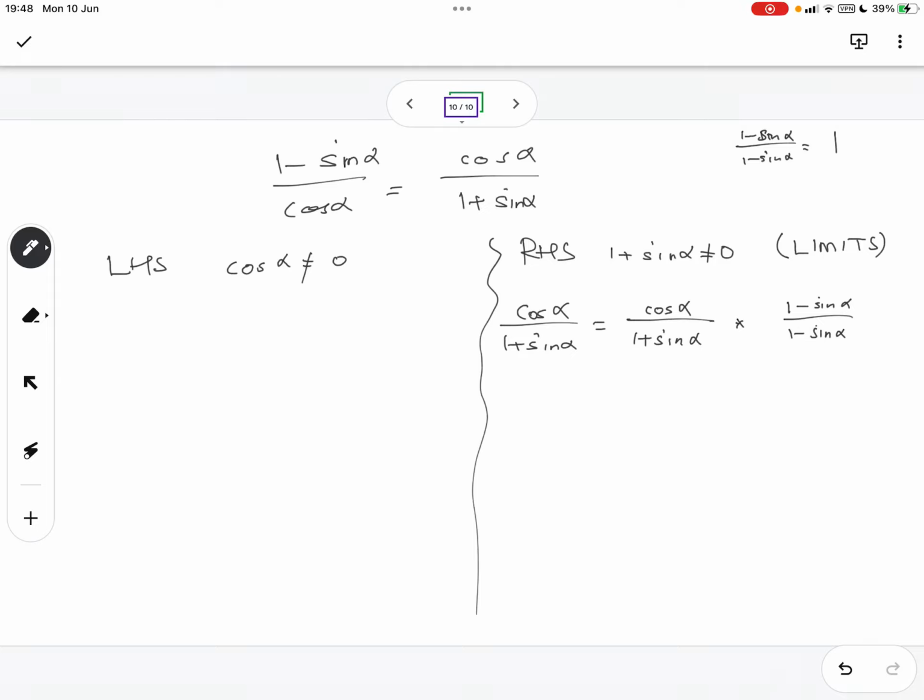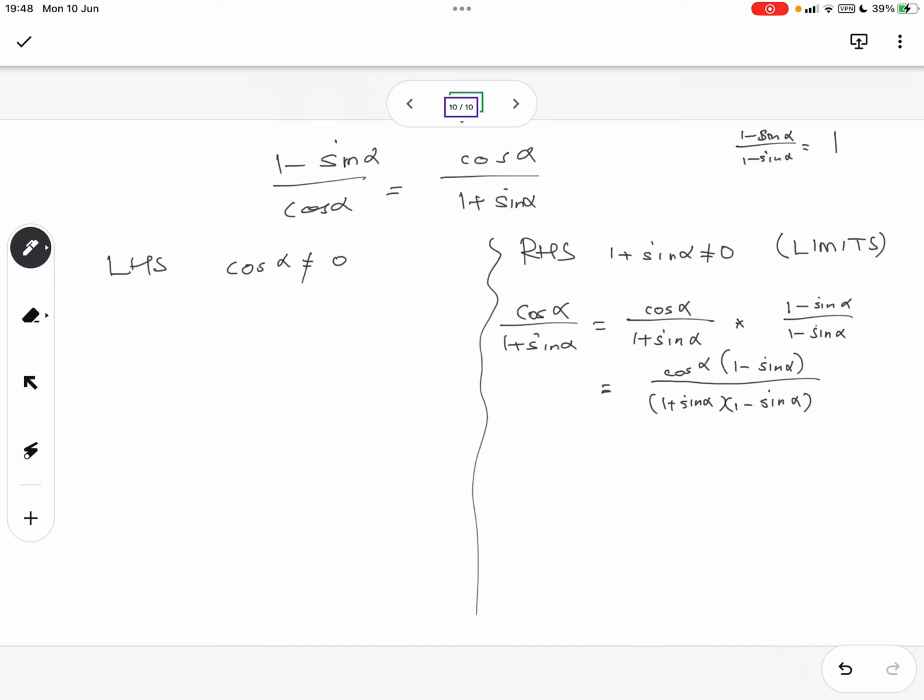And now it's important to note that 1 minus sine alpha over 1 minus sine alpha equals 1, because this is the same as that. It's the same as having a over a, or 1 over 1, or 2 over 2, or 11 over 11. That's the first thing. Secondly, because we're multiplying by 1, it doesn't change the original statement. It just manipulates it so that it can serve our cause.